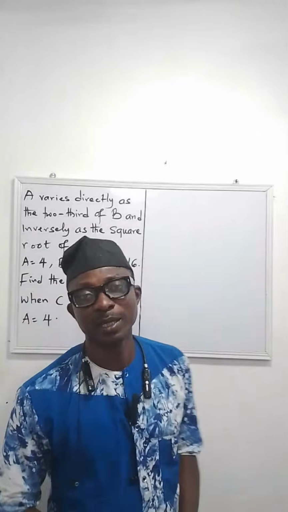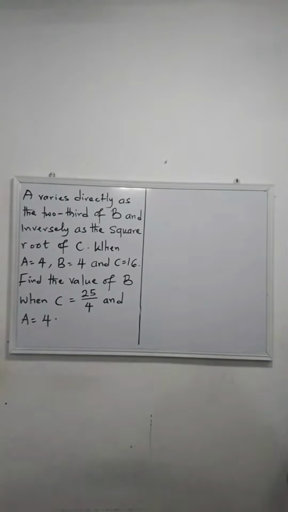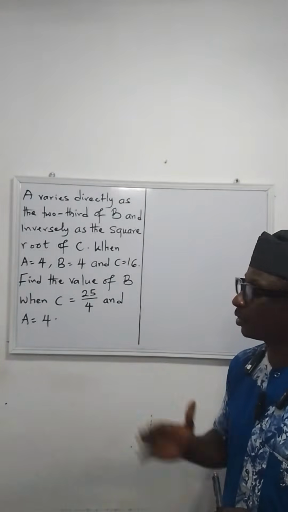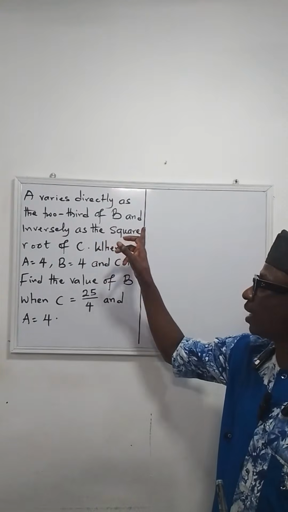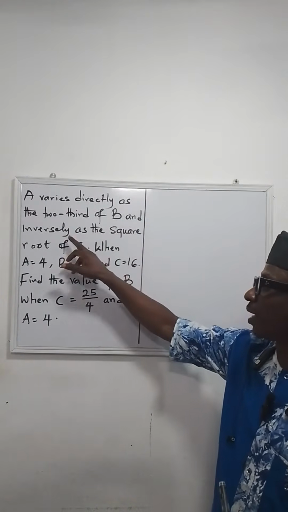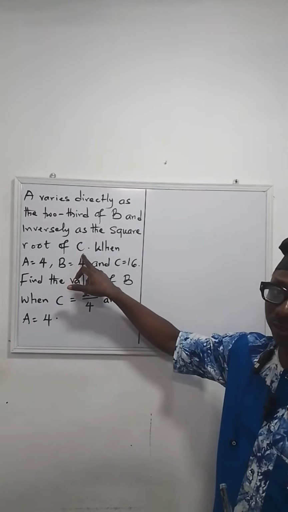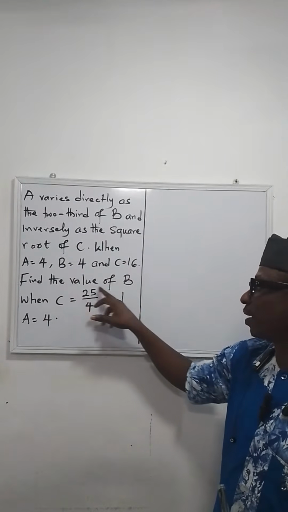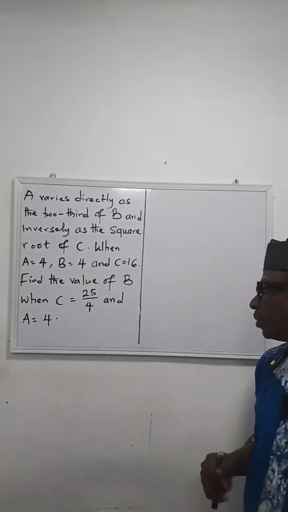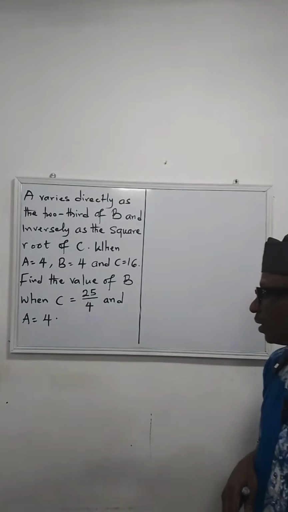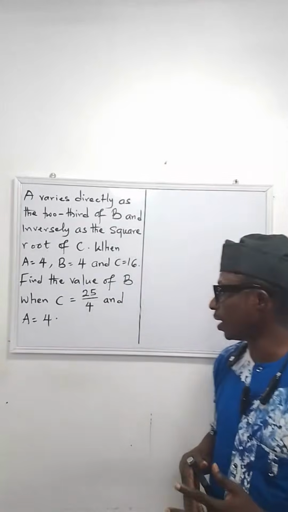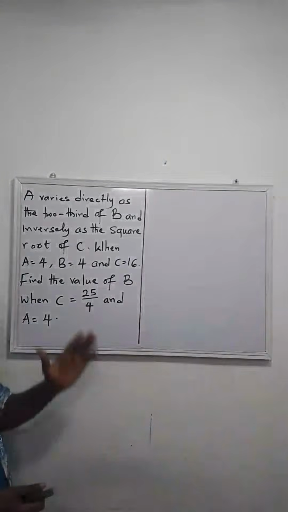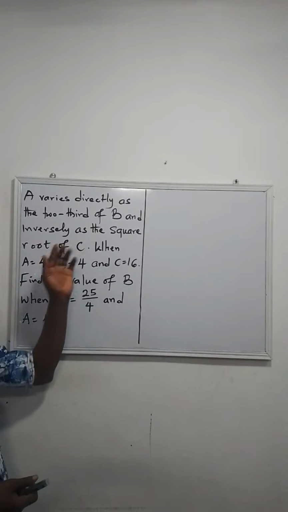Now today we are starting with a question under variation. So this is a joint variation. Let's look at the question together. A varies directly as 2/3 of B and inversely as the square root of C. When A is 4, B is 4, and C is 16. Find the value of B when C is 25/4 and A is 4. So how do we go about this? The first thing is to write the variation, the relationship between A, B, and C.